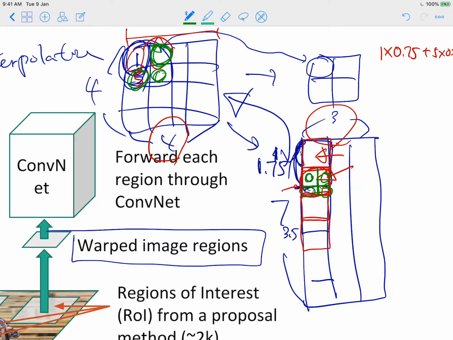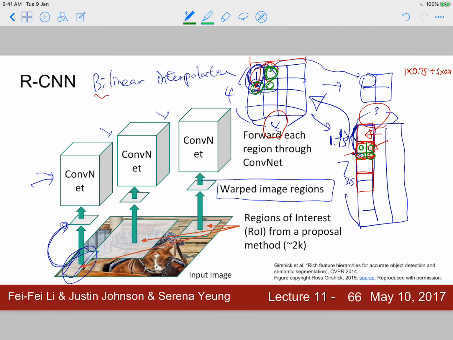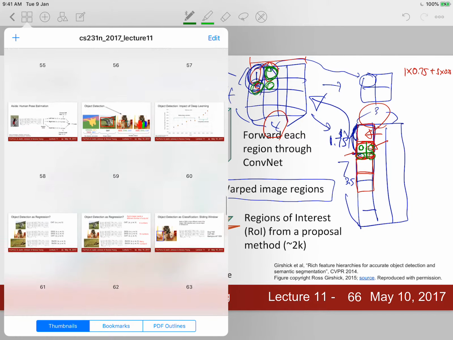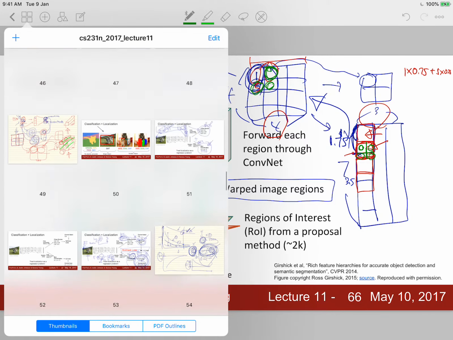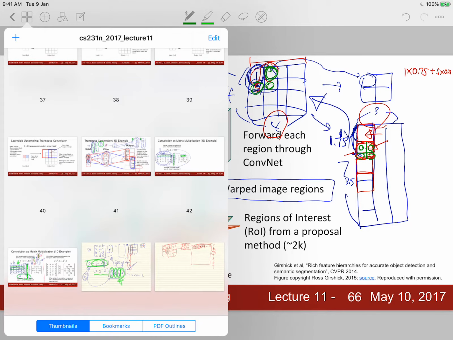This kind of bilinear interpolation is actually used quite a lot. We studied unpooling, right? Or upsampling. One way of doing the upsampling is just, let's see.